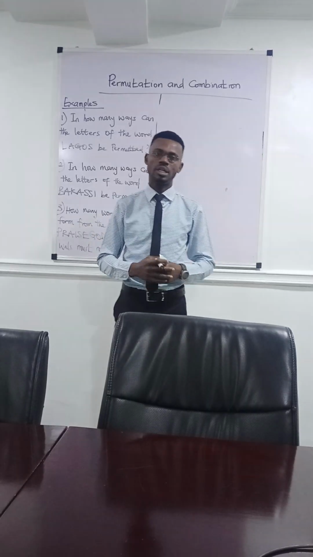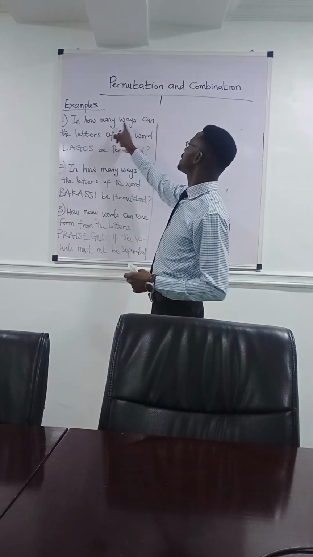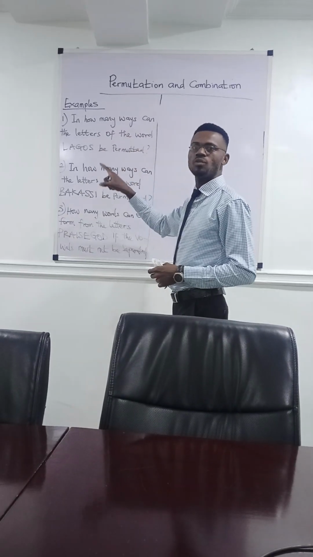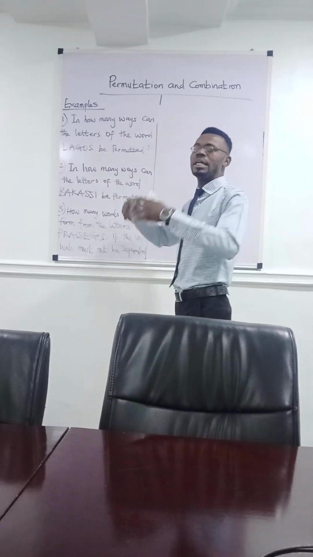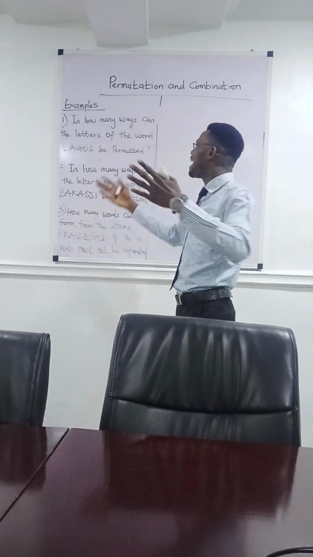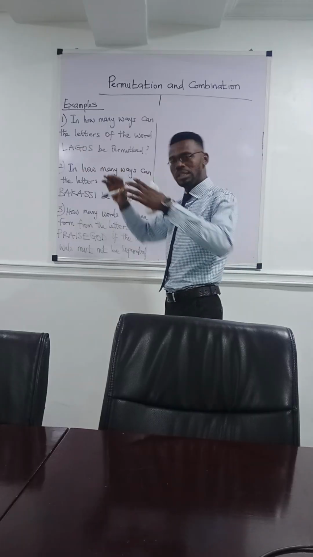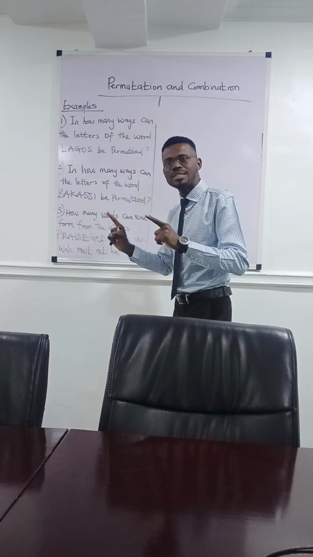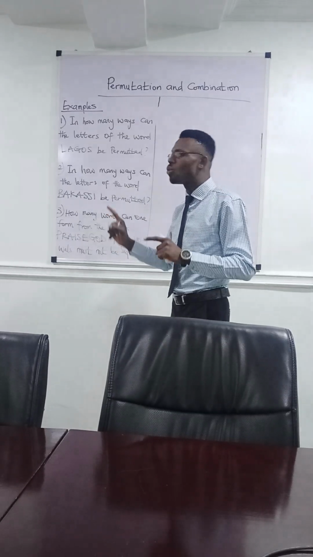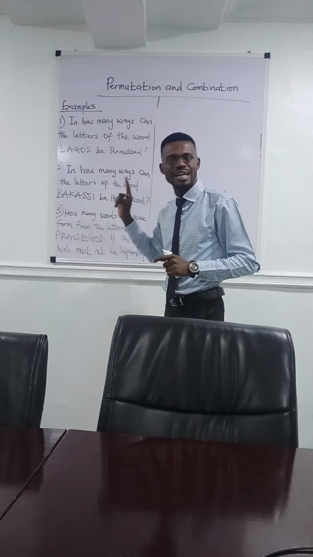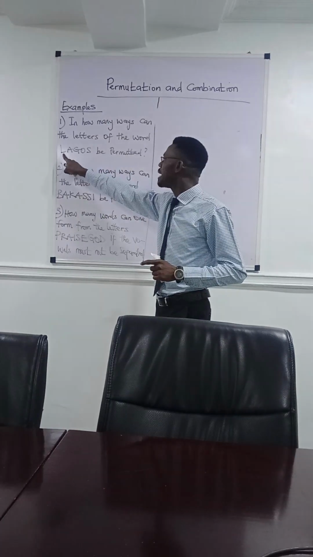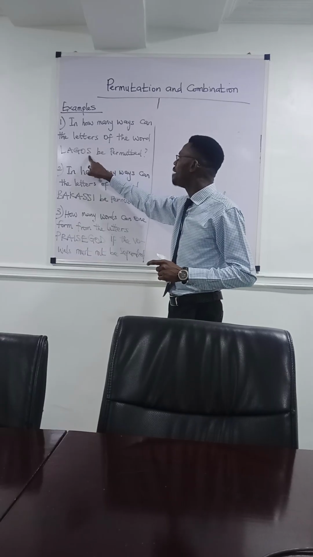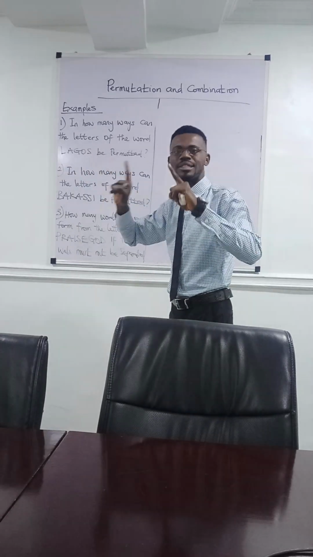Now we have three examples today. Example 1: in how many ways can the letters of the word Lagos be permuted, or in how many different ways can we arrange the letters of the word Lagos? First, you must take note to count the number of letters. Lagos: L1, A2, G3, O4, S5. So we have 5 letters in total.